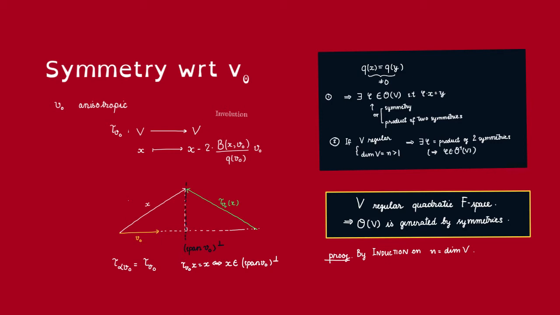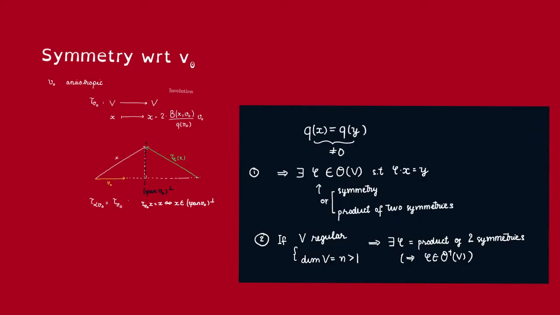Our ultimate goal is to show that these isometries generate the whole orthogonal group of V, the group of isometries of V. In other words, every isometry of V is a product of these symmetries. But for now, to build up to that, we'll prove something simpler. We'll show that if we have two vectors with the same "norm", then there must exist a symmetry, or at most a product of two symmetries, sending one to the other.